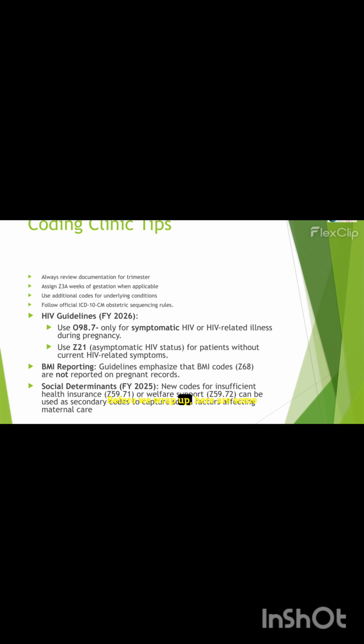Before we wrap up, here are some expert tips. Always check for the trimester and weeks of gestation. Note the updated HIV guidelines for 2026. Only use O98.7 for symptomatic HIV. Also, a very important rule: do not report BMI codes, Z68, on maternal records. Finally, be aware of the 2025 social determinant codes, which help capture factors like insufficient insurance that might impact care.